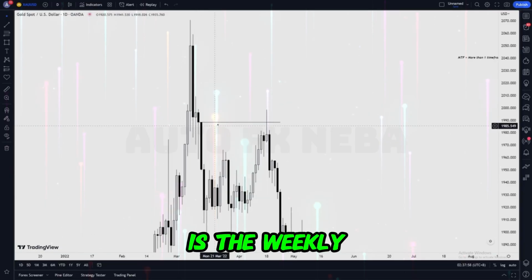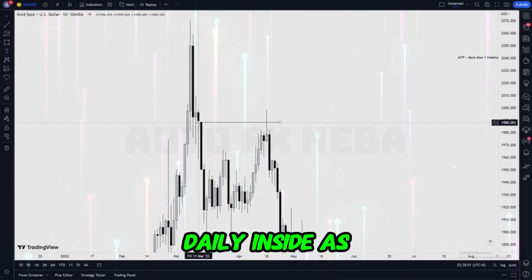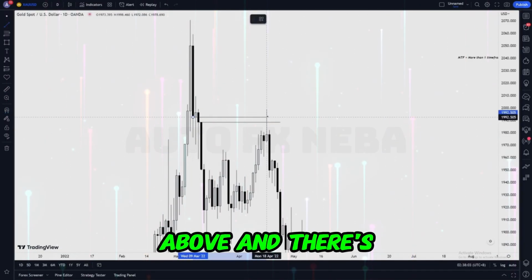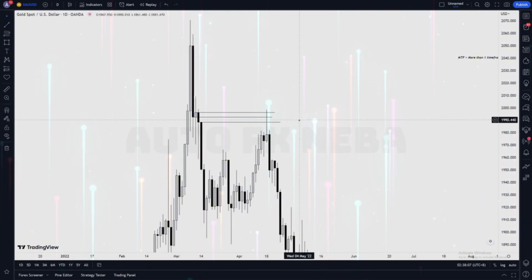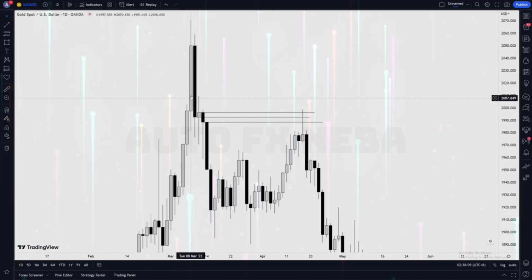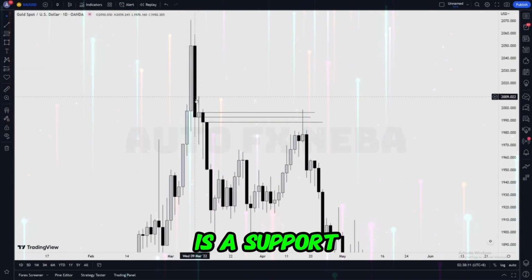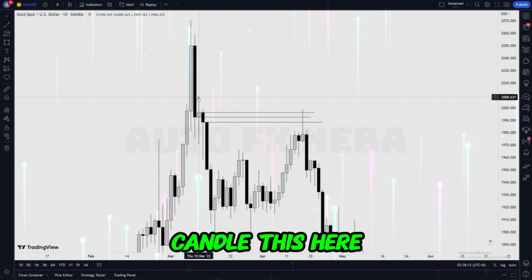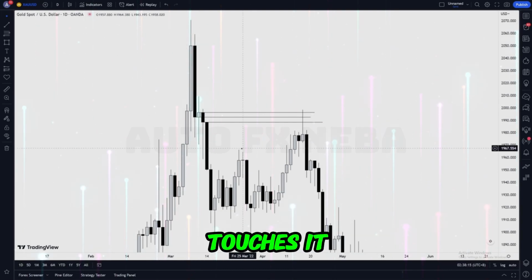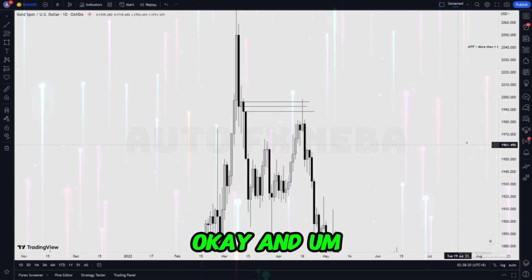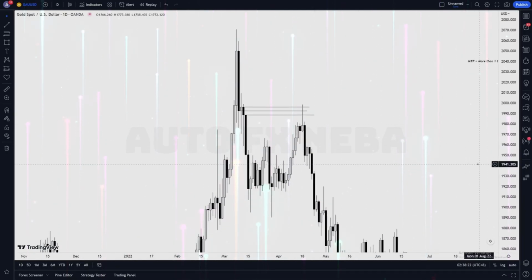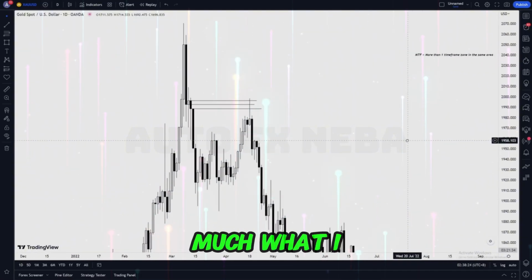So this is the weekly, and it so happens that there's a daily inside as well, and there are dailies above. Excuse me, I slurred over the words there. Again, I can't use this one. Buy, that is a support. It breaks by this candle. This here already touched it. You see? So anyway, that's what I wanted to show you guys, and I think that's pretty much what I wanted to show you.